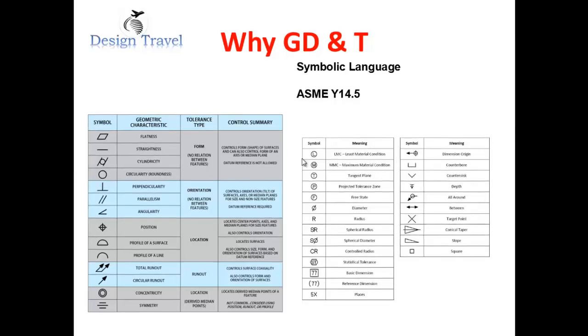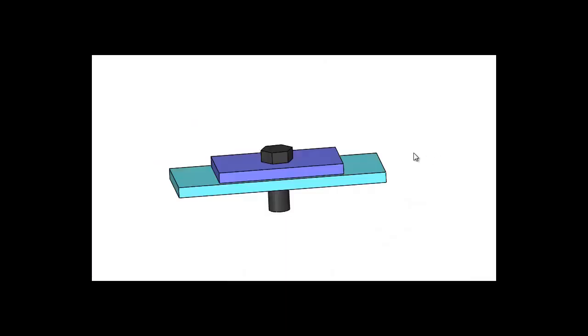In most interviews, you may face questions like drawing the symbols of GD&T. So these are the first 14 symbols you need to draw at that time. If you have any doubt regarding these symbols, you can specifically put it in the comments, and we will cover it in upcoming videos.